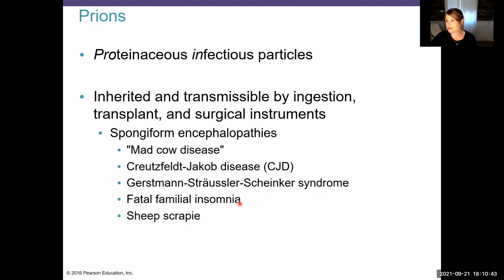Fatal familial insomnia. So these are all just different types of prions, but they all cause pretty much the same outcome of holes in your brain and death. There's no treatment. Okay, so this is not a curable disease. It's pretty awful to go through it.